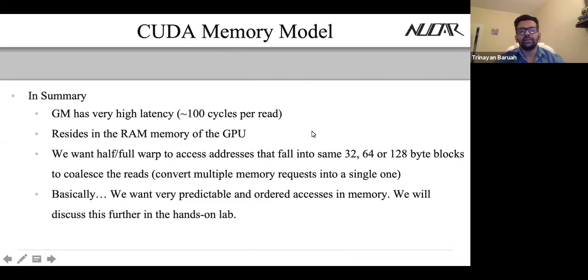So just to summarize the global memory concept, first of all, it has very high latency, 100 cycles per read, and it resides in the RAM memory, which is the GDDR5 or some advanced technology beyond that. Ideally, if we're accessing global memory, we want to access addresses that fall into the same 32, 64, or 128-byte blocks so that we can coalesce the reads. And again, the main idea, as we have mentioned before, is to have very predictable and ordered access in memory. So we don't want to have scattered accesses which can harm performance.